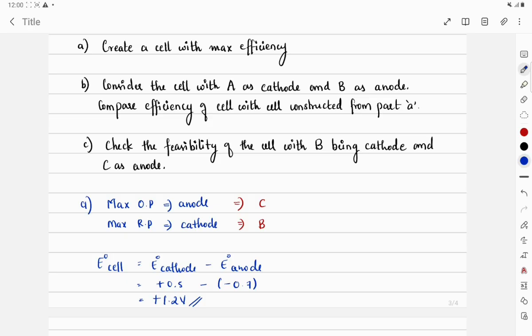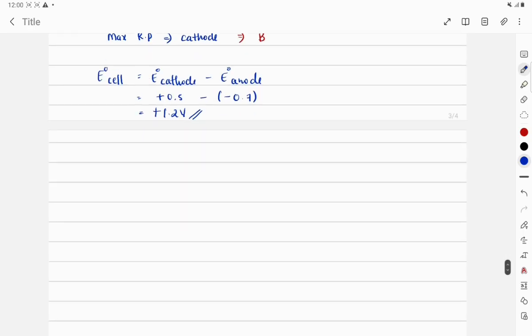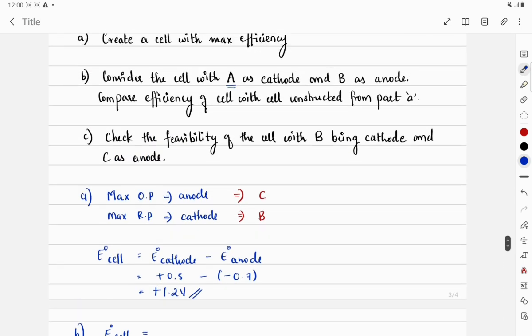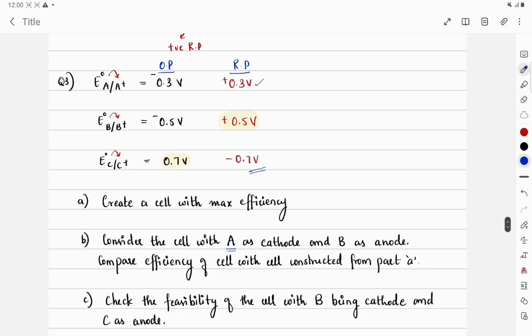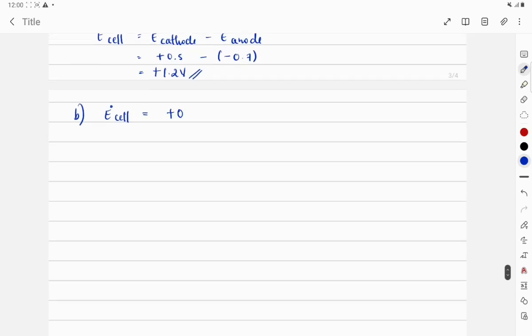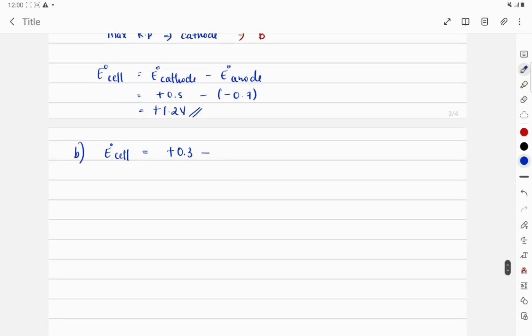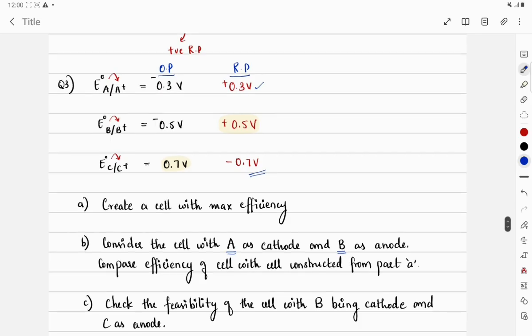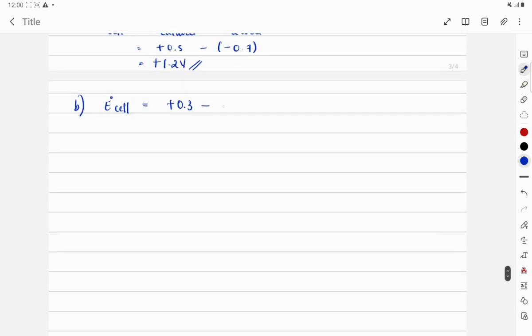Now for that, again we need the reduction potentials of A and B. So let's write that again. E0 of cell will be E cathode minus E anode. So here the cathode is what? A is the cathode. What is the reduction potential of A? Plus 0.3 volt. So plus 0.3 volt minus the reduction potential of the anode. The anode is B here, and the reduction potential of B is plus 0.5 volt. So, plus 0.3 minus plus 0.5. If you do this, the answer will be minus 0.2 volt.